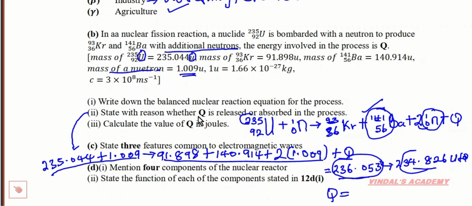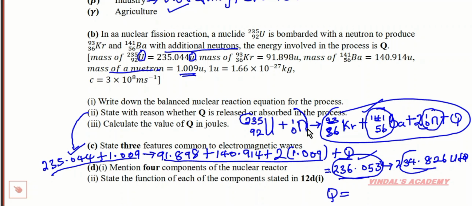The reason is that energy will be released because the mass of the reactant, all the ones on this side, is greater than the mass of the product. This side is the product, and the mass we got from this point is less. This is the mass of the reactant. So if the mass of the reactant is bigger than the mass of the product, then energy is released. And the value, when you subtract them, is going to be 1.227 U.